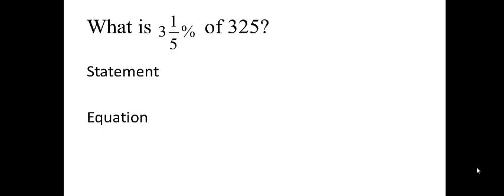Let's look at the question. What is 3 1/5% of 325? I want to change my statement into an equation. And to do so, I need to understand that the word is is interpreted as an equal sign. And the word of is interpreted as a multiplication sign. The phrase what is the same as saying what number, so that becomes my variable. And from that I can change this into an equation that I can solve.